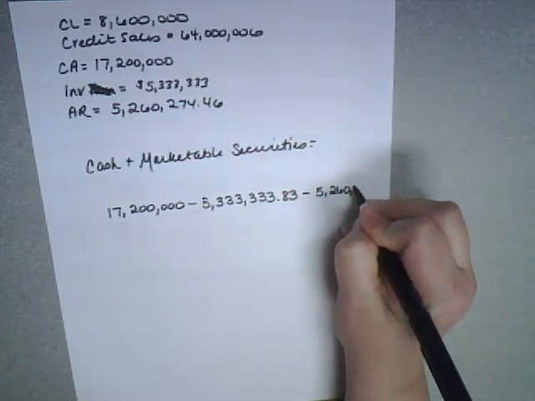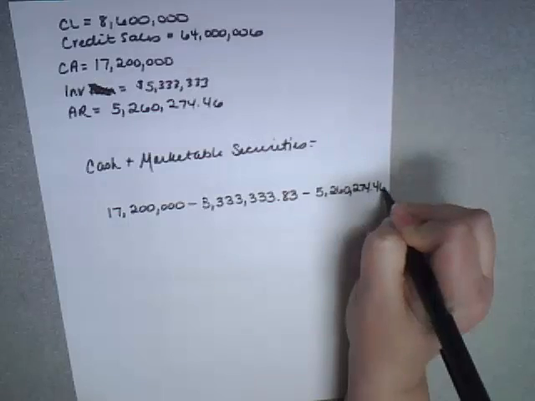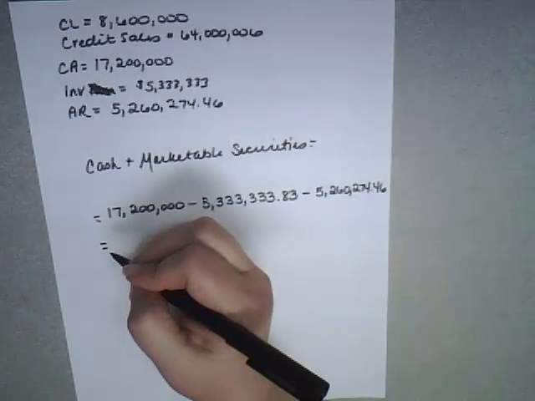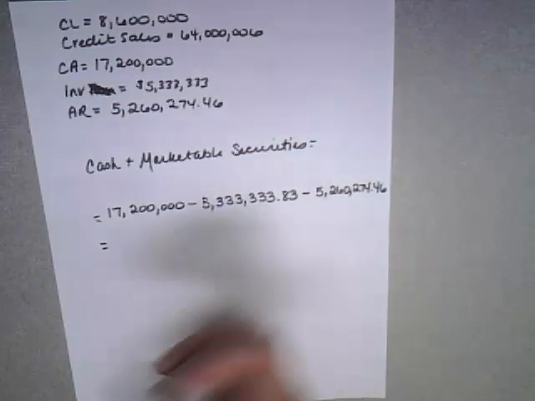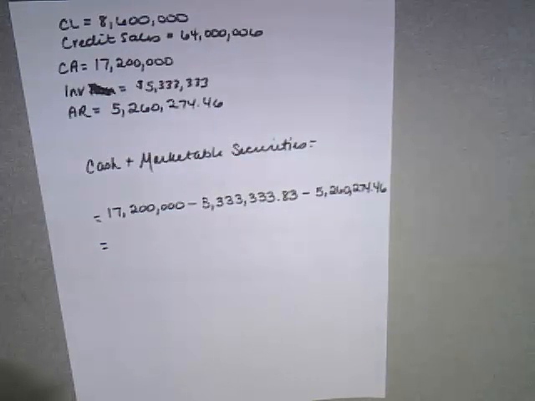So you can see when we do the math on this, $17,200,000 minus $5,333,333.83. We take out $5,260,274.46. Hold on. Something went wrong here. $17,200,000. Let me make sure I entered it correctly.